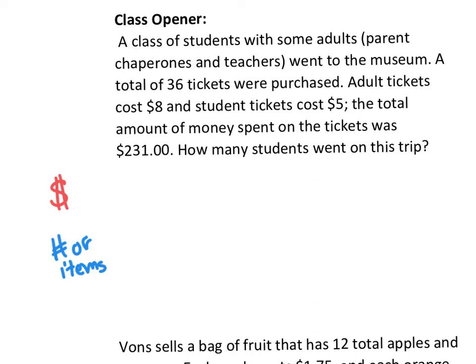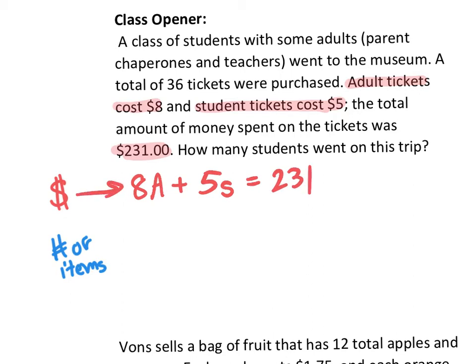What are the important things when it comes to money? That adult tickets cost $8, that student tickets cost $5, and that we spent a total of $231. So I would write $8 for each adult ticket, so I would put 8A. And I know it's $5 for each student ticket, so 5S. And if I add that together, I will have my total amount of money spent, which is $231. Okay, so that is our first equation, an equation based on money.